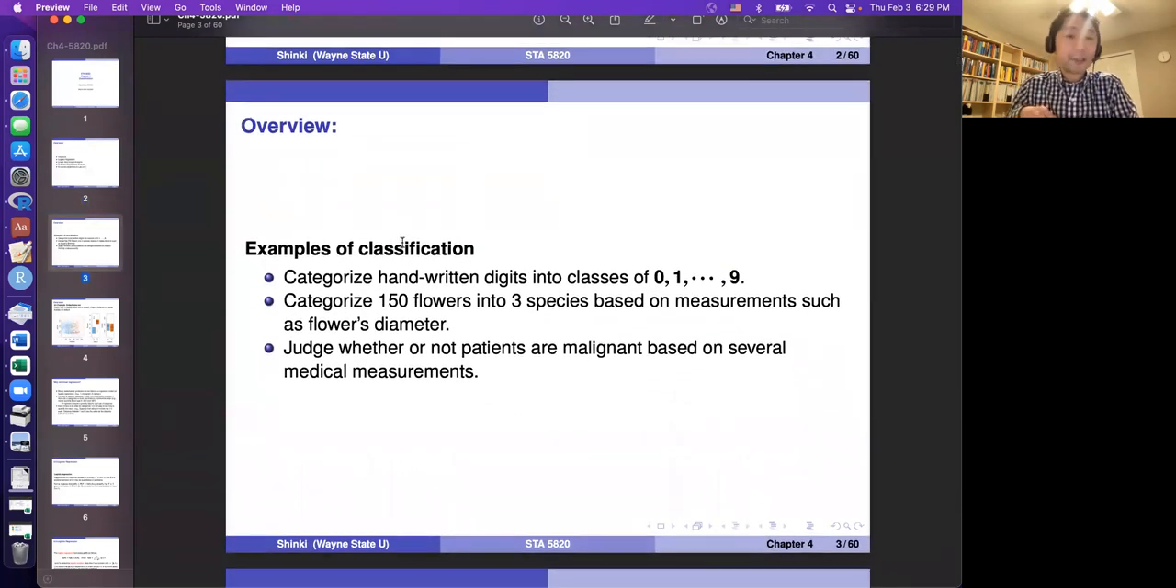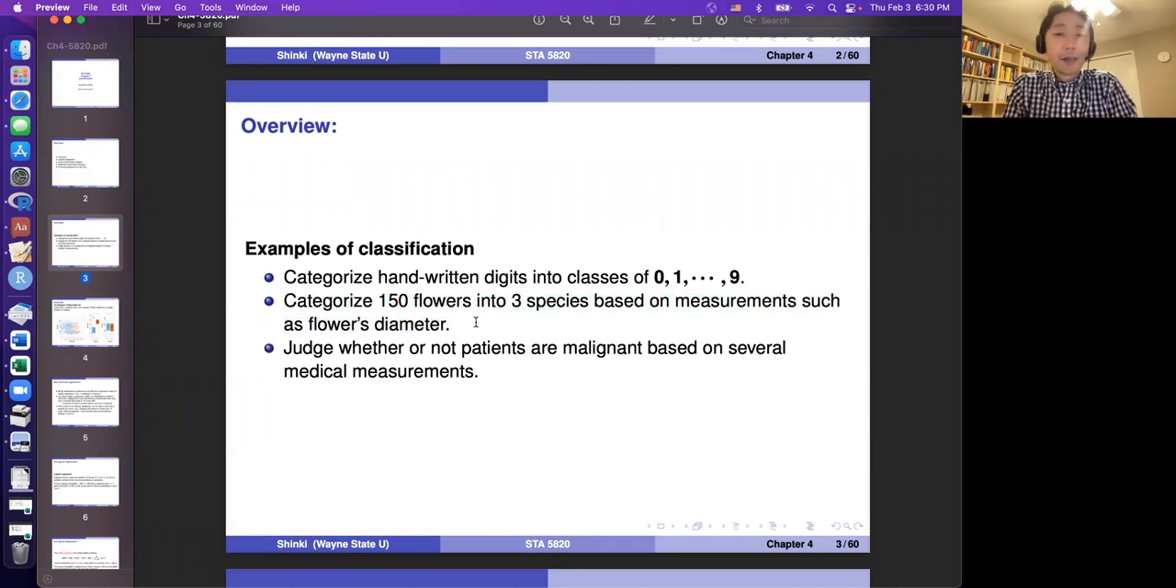So, examples of classification. The famous example is categorizing handwritten digits or characters into classes, such as 0 to 9 or A to Z. So we have 10 categories or 26 categories. Maybe for Chinese characters, maybe 4,000 categories. Another is categorizing 150 flowers into 3 species based on measurements such as flower diameter.